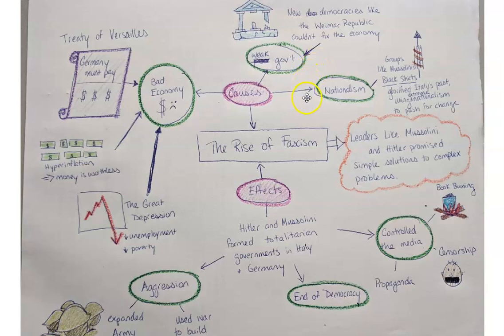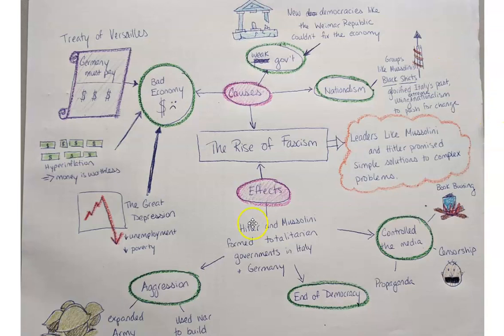In addition to that, there was lots of nationalism. Groups like Mussolini's black shirts glorified Italy's past, using extreme nationalism to push for change. And next to it, I drew a picture of a fasces, because I remember when we were learning about Mussolini, we talked about that symbol of the fasces as a way of showing nationalism, reminding everyone of the ancient Roman times.